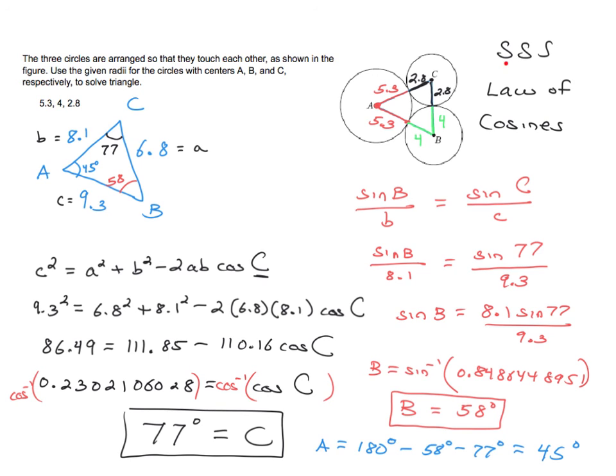So this was a side-side-side triangle. So we had to use the law of cosines to get one of the angles. And I went with the largest one. Then I used the law of sines. And then I used this fact here to get angle A.